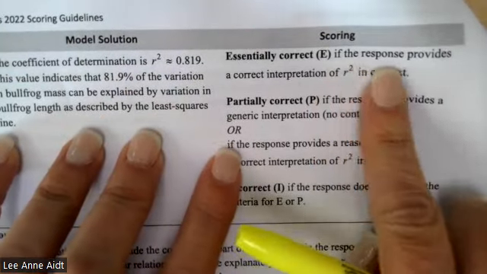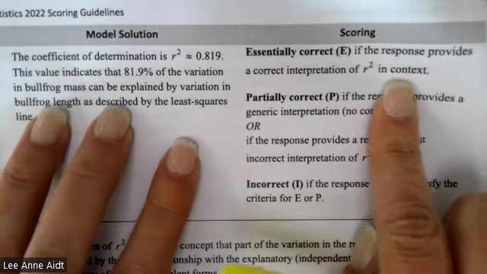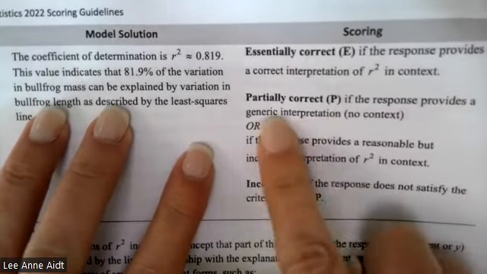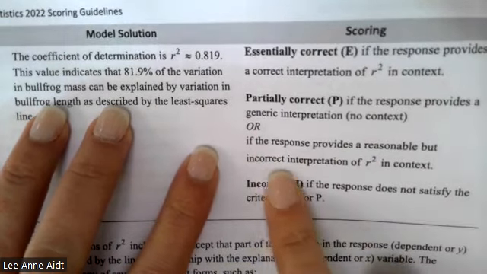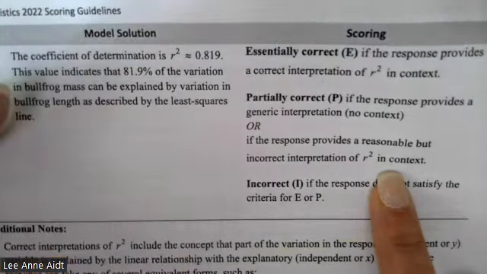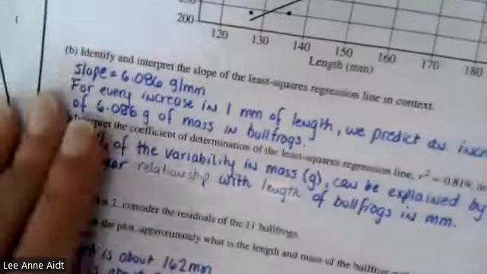Okay. You get an E if you have the correct interpretation in context. You get a P if you have a generic interpretation with no context, or a reasonable but incorrect one. I don't even know what that would be. Okay, but let me show you what I have. This is what I taught you to do in class.